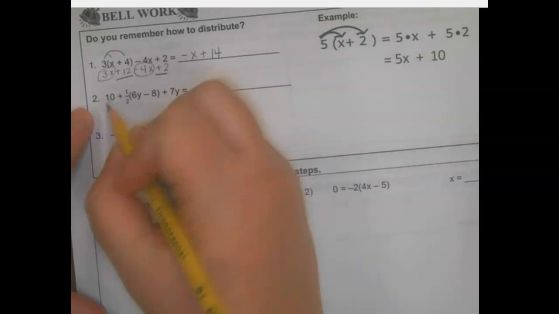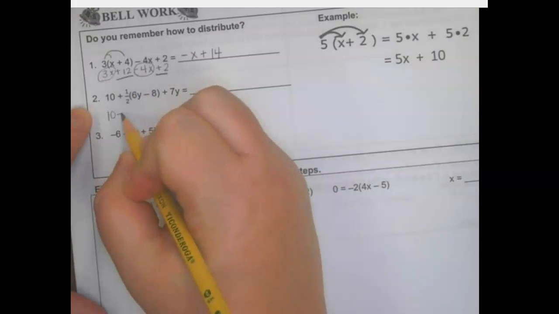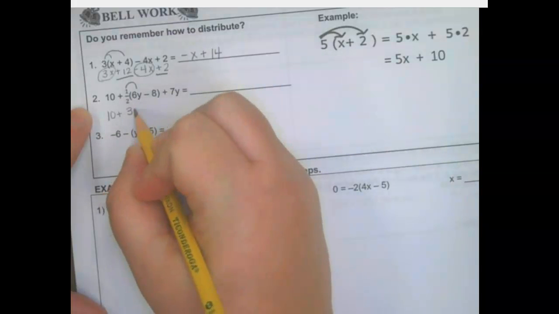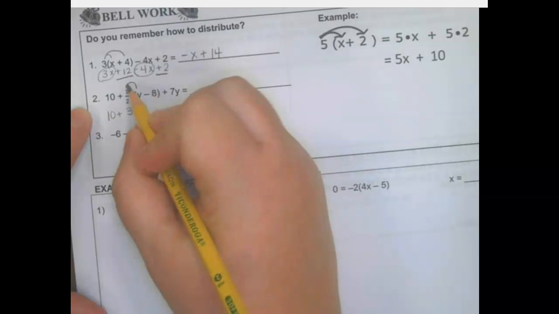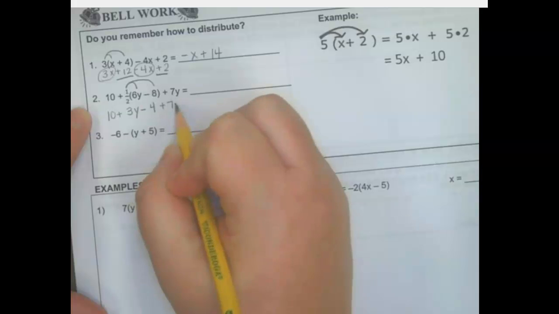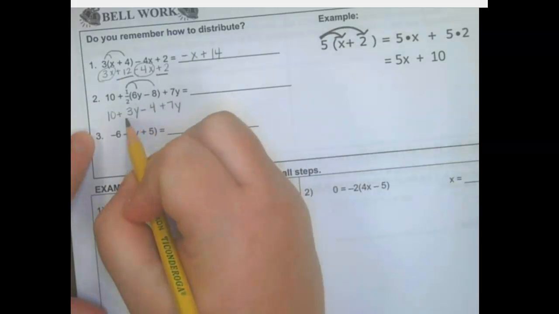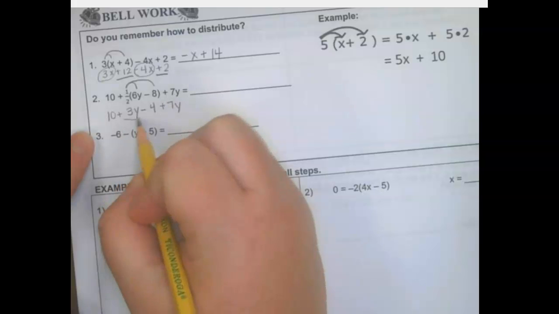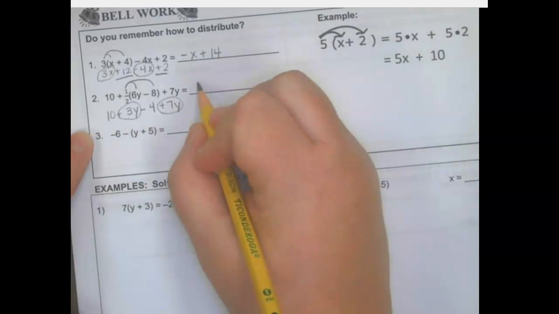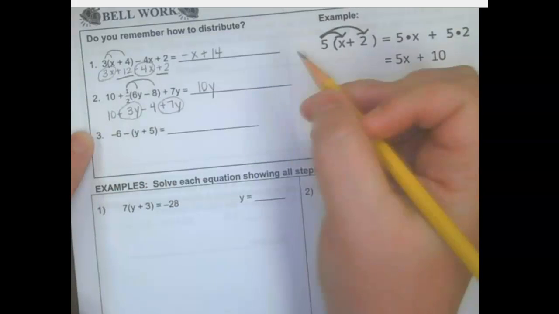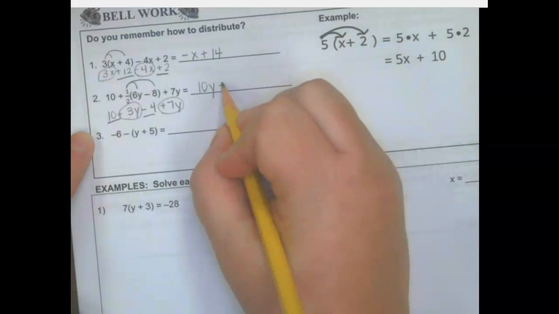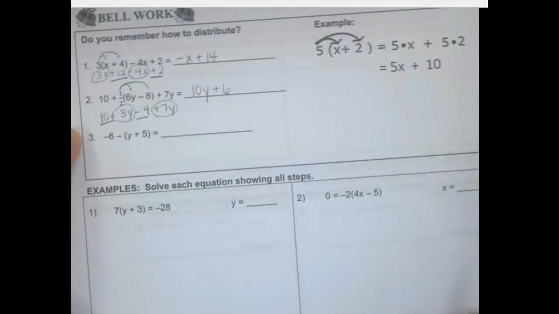Awesome. All right, let's look at number 2. I'm going to bring down my 10 and my plus. Distribute my half. Half of 6 is 3, so 3y. Bring down my subtraction. Half of 8 is 4. Bring down my plus 7y. Combine my like terms. I'm going to combine my variables first. It's okay if you did it the other way. So we have a positive 3, positive 7. So I have a positive 10y. I have a 10 minus 4, which is a positive 6. Any questions on number 2?